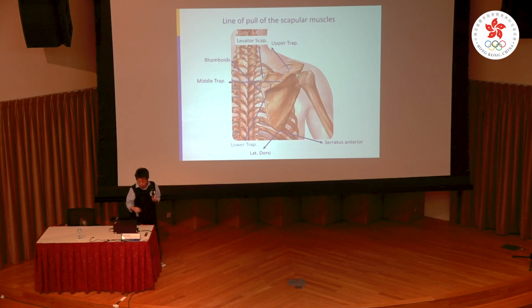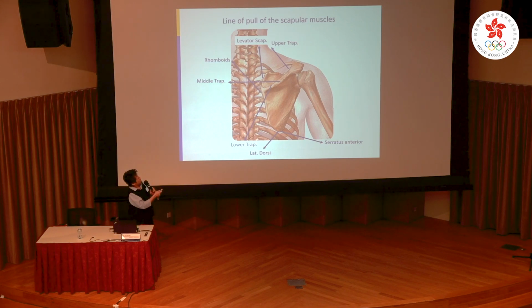So these are the lines of pull of the muscles: the lower trap down here, the serratus in here, and the rhomboids. These are very important muscles during the movement of the shoulder joint, because when you move your arm up, the shoulder blade needs to move upwardly rotated to allow the arm to move in a smooth action. If these are not working properly and in coordination, it can cause disruption to the scapulohumeral rhythm.